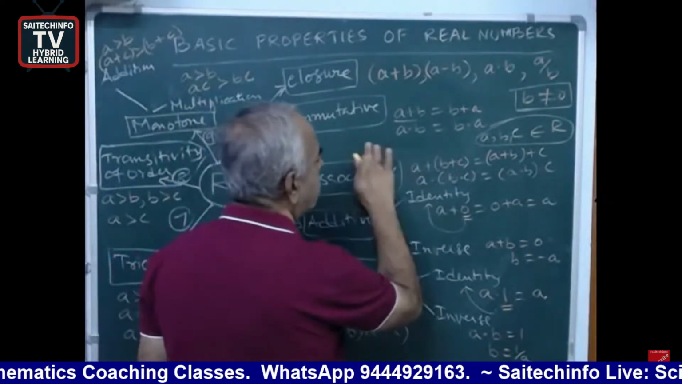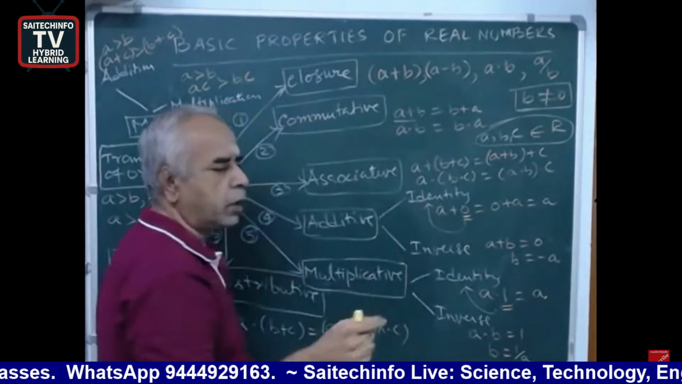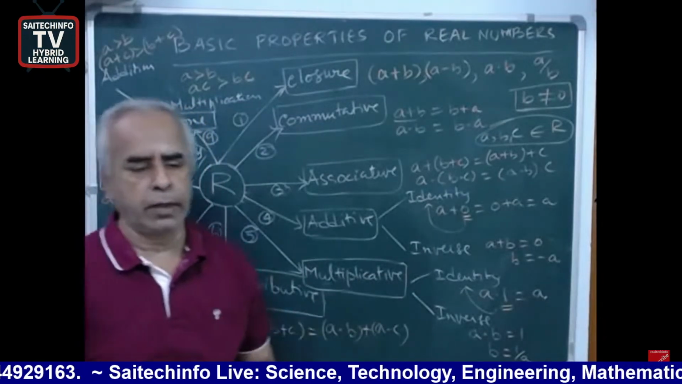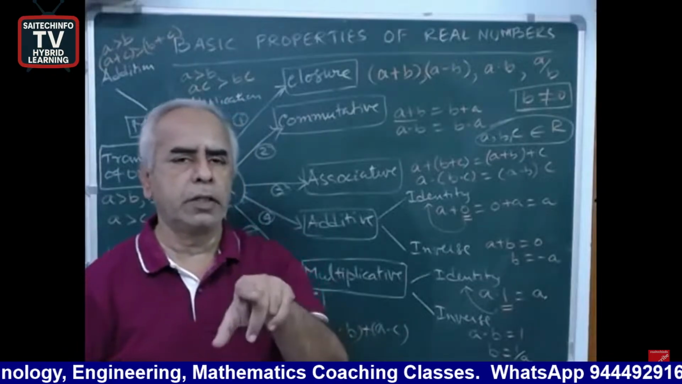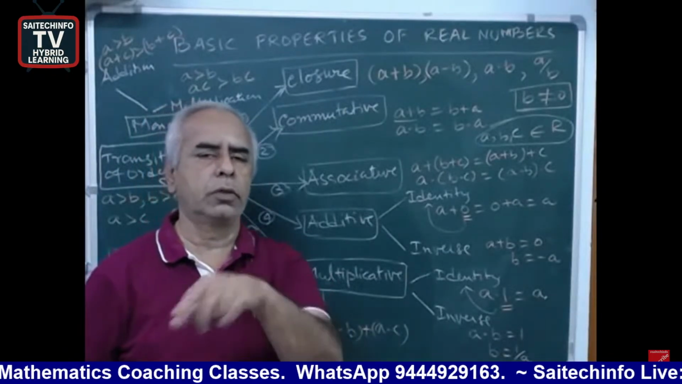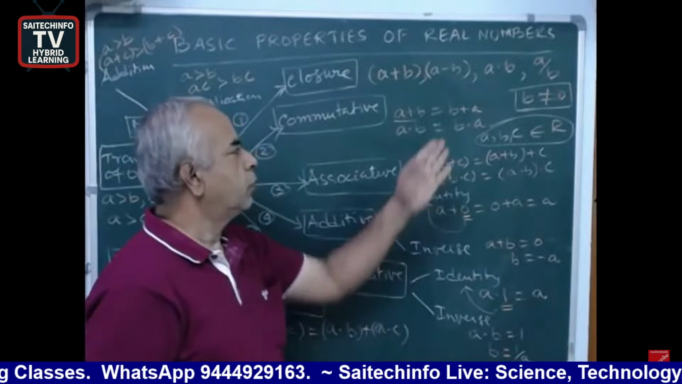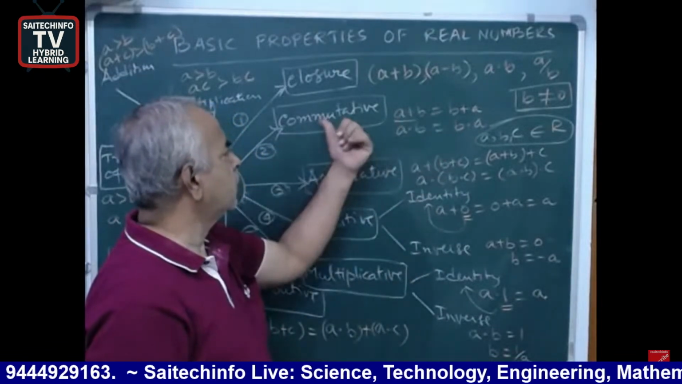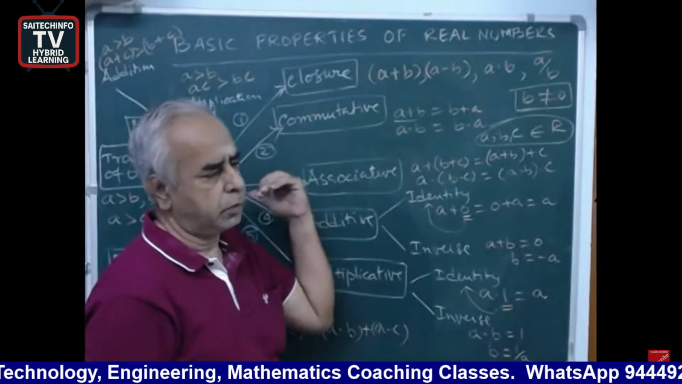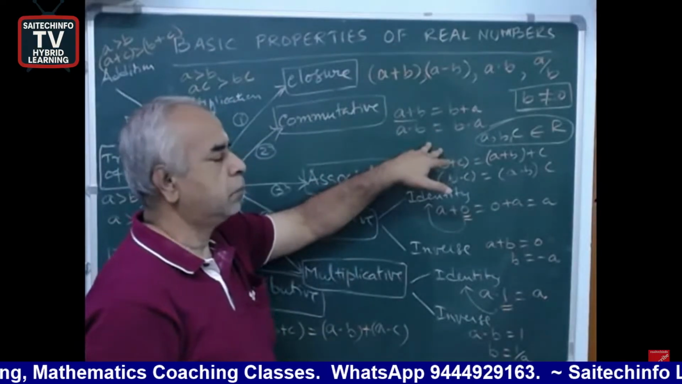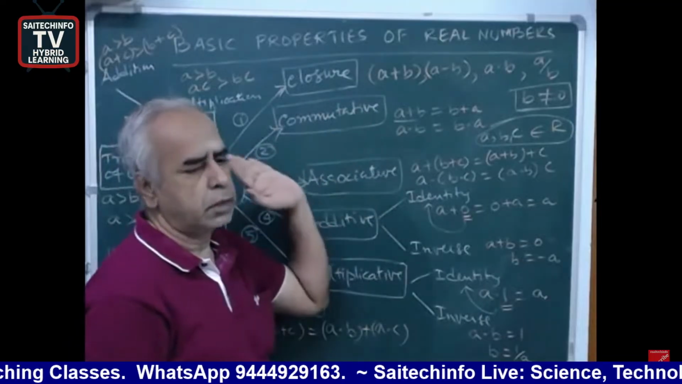For example, when I take 5 minus 3, you cannot say that is equal to 3 minus 5, because 5 minus 3 is equal to 2. 3 minus 5 is equal to minus 2. You cannot claim that 2 is equal to minus 2. So, for subtraction, commutation is not possible. Similarly, for division, it's not possible. But for addition and multiplication, commutative law is feasible.